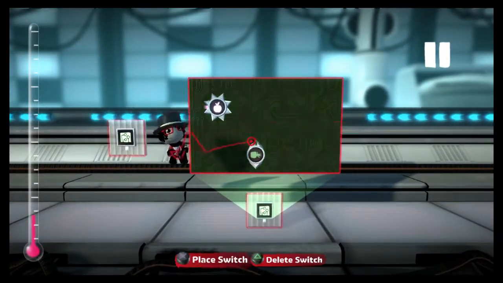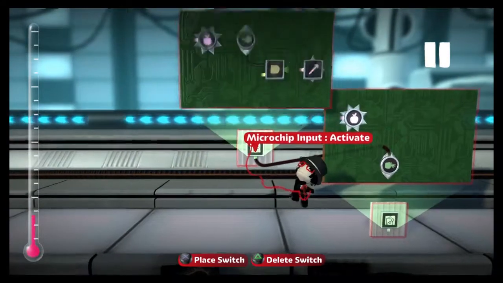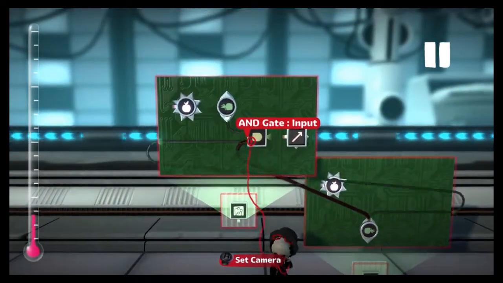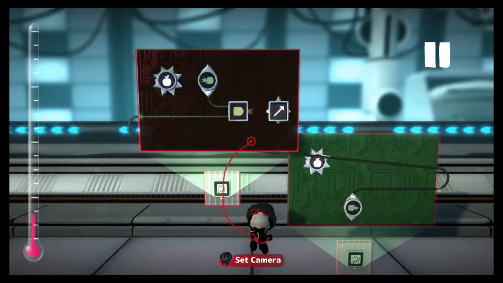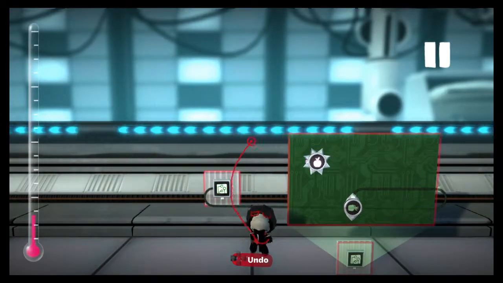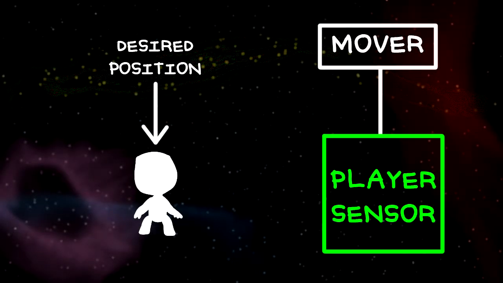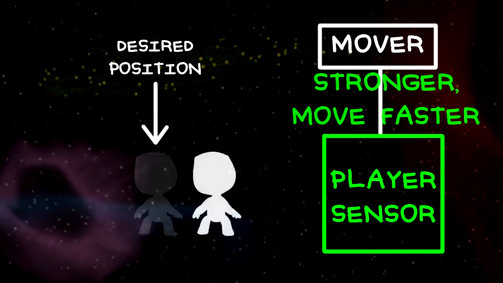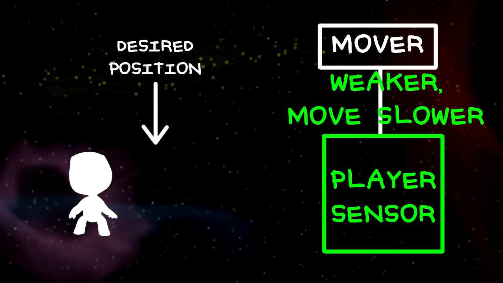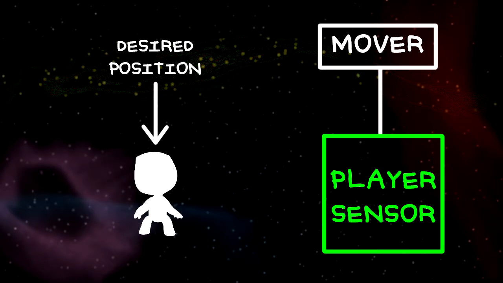It'll be a floating object that uses a player sensor connected to a mover attached to itself. The player sensor will produce an analog output, making the entire object move faster the closer Sackboy is. If Sackboy runs at a constant speed, which he normally does, then the contraption will automatically match that speed. If Sackboy gets too close, then the player sensor will output a stronger signal, making the contraption move faster. If Sackboy is too far away, it will output a weaker signal, making it move more slowly. After a few seconds, it will reach a stable equilibrium at Sackboy's exact speed.